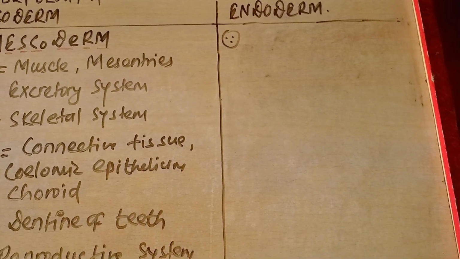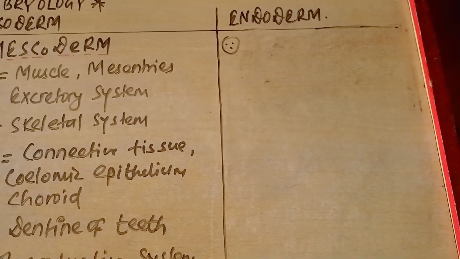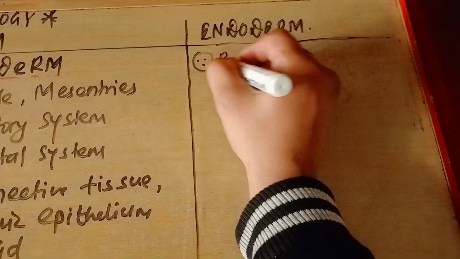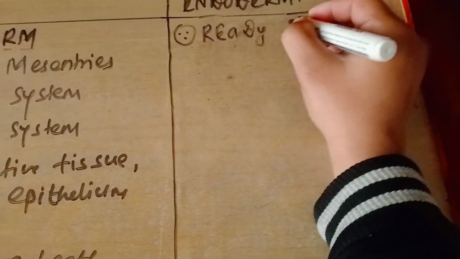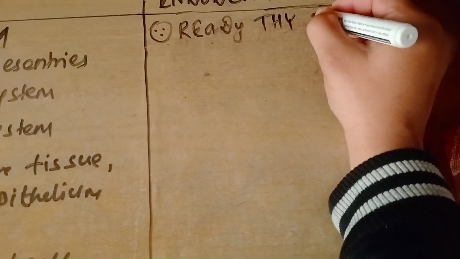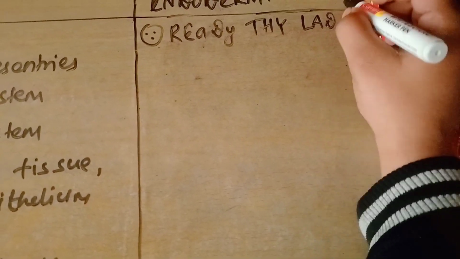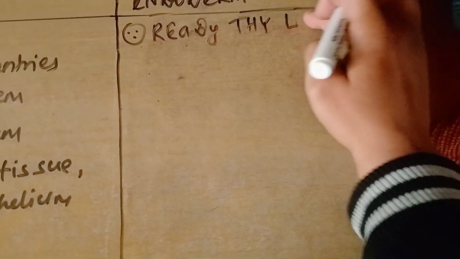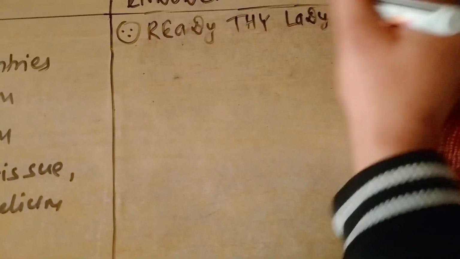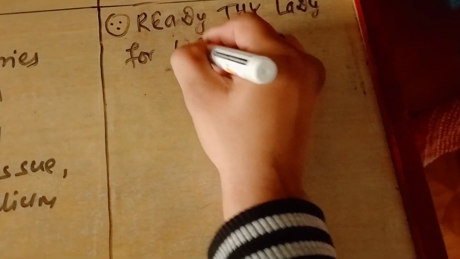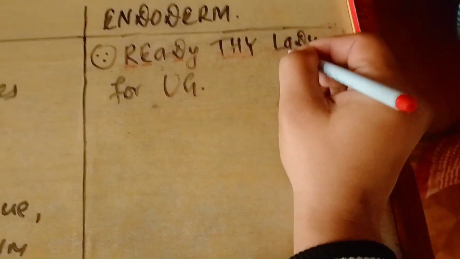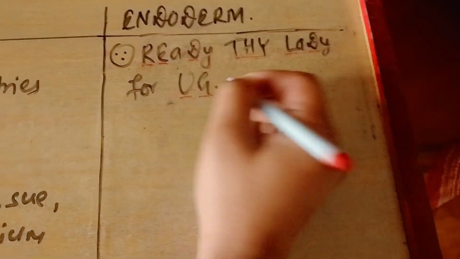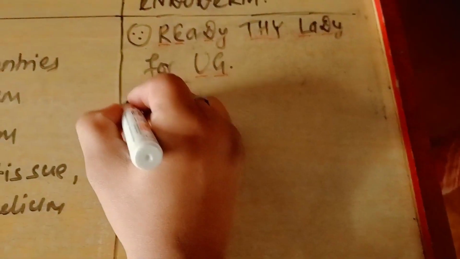Now let's move into the endoderm. For endoderm we have the trick: READY THIGH LADY for UG. Ready thigh lady for UG. Here all the capitals are useful: R E D THI L D U G. So in first we have R.